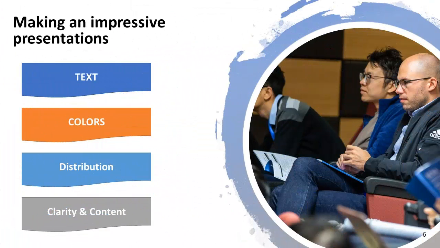So how do you make an impressive presentation, just like the one you see here? You have to take care of a few things. One of them is the text, and maybe colors, distribution of this text and colors, and finally clarity and content. So when it comes to text and colors, as you see here in this slide, I'm keeping a good contrast between the colors and text.